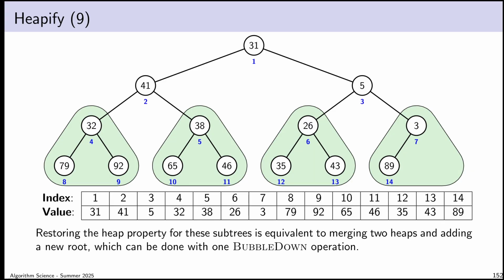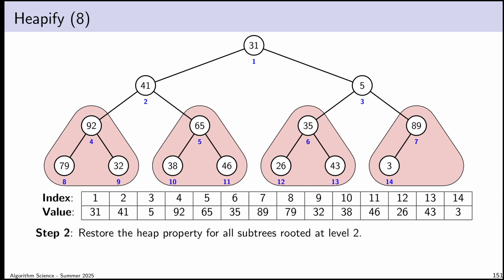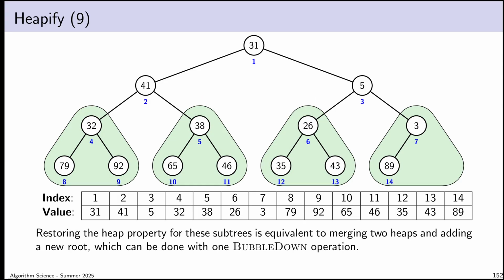So I perform a bunch of bubble down operations in these tiny heaps. So I bubble down the root of this, and if necessary, the root of this, and the root of this, and the root of this. So I do 4 bubble down operations on a heap of height 1, because that's what I have at level h-1: mini heaps of height 1. Okay, so now these subtrees are guaranteed to be valid heaps.